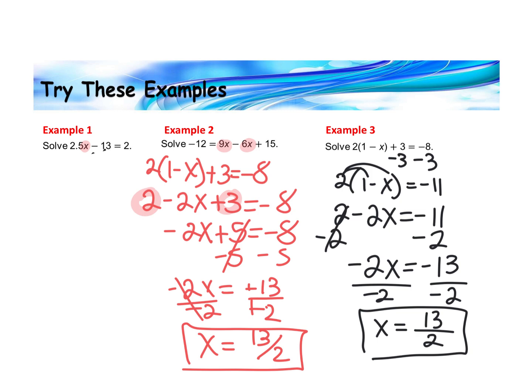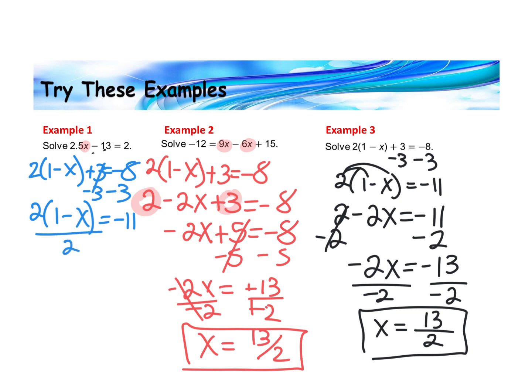Now, another way you can solve this is I'm just going to rewrite it. Again, the first thing for this one is I'm going to subtract the 3 on both sides. We're going to get a negative 11. Now, I'm going to actually divide by 2 on both sides to get rid of this 2 in front of it. So I'm left with 1 minus x is equal to negative 11 over 2.